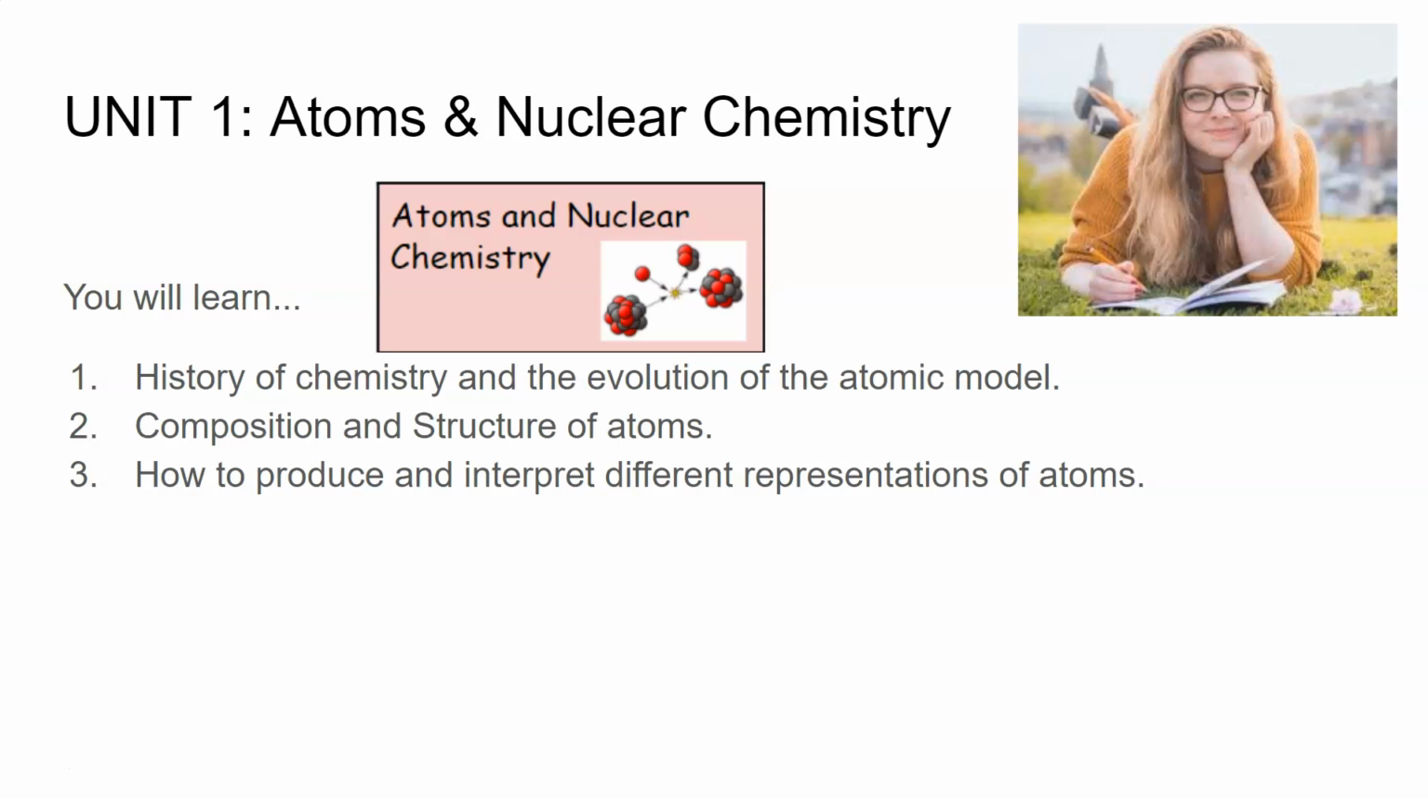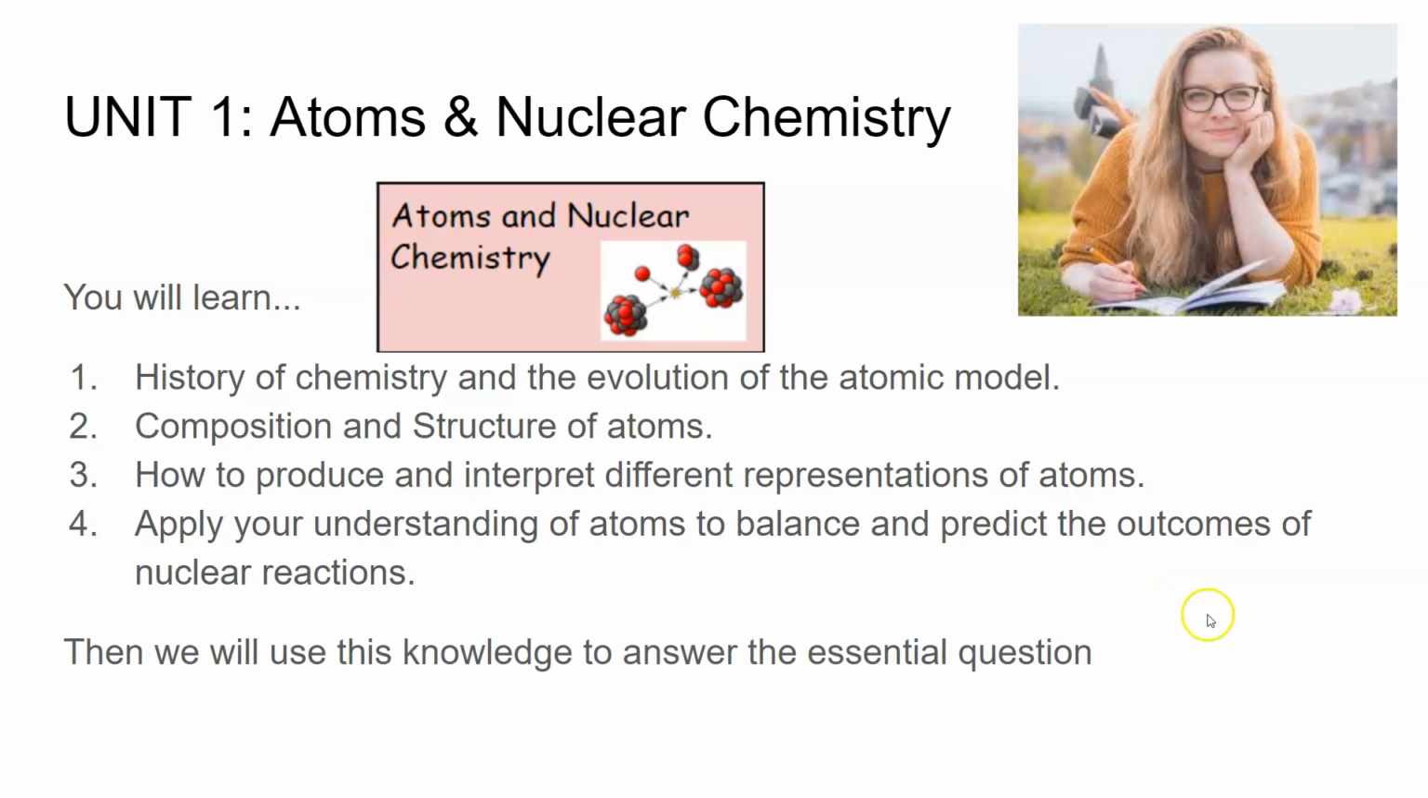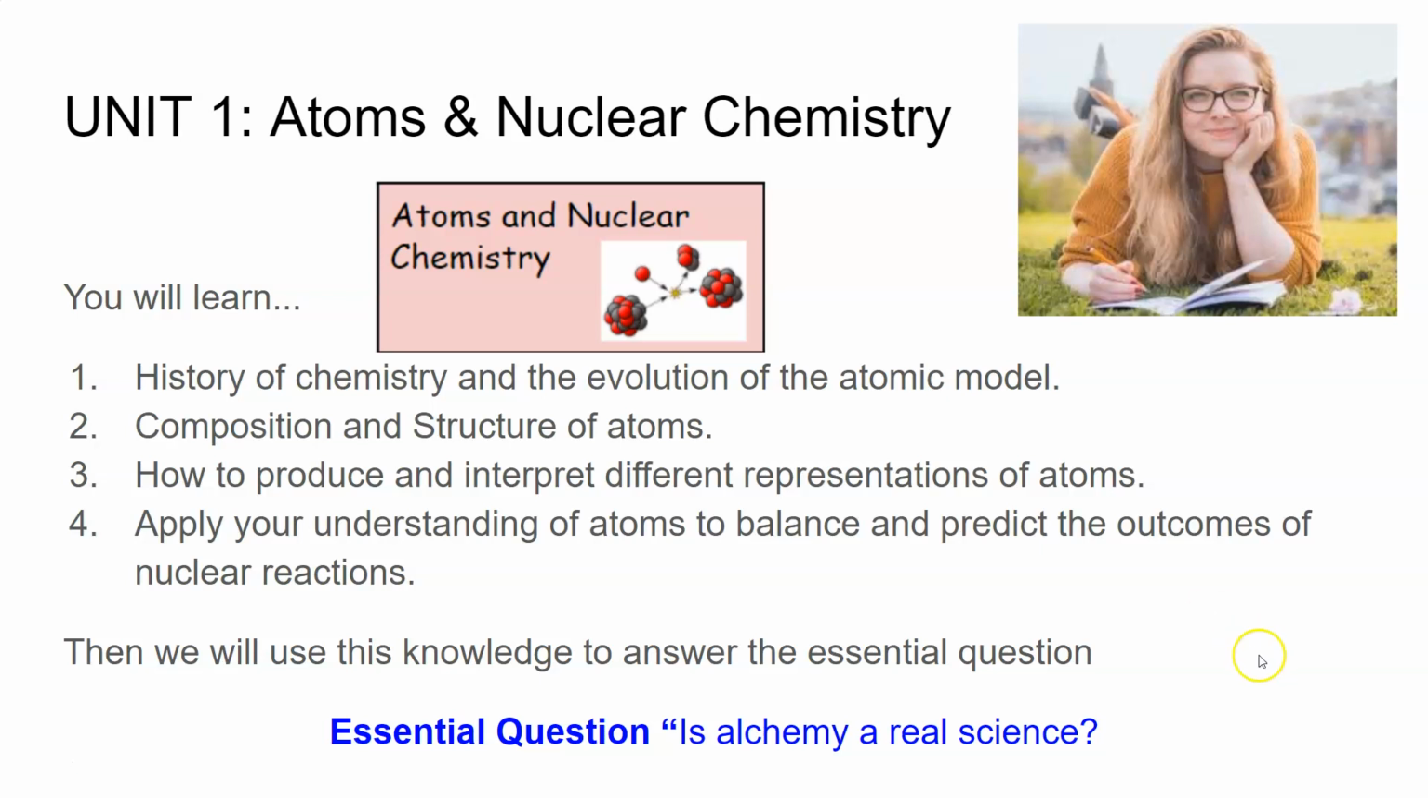We're also going to learn how to produce and interpret different representations of atoms, and specifically, nuclear symbols are what we'll be focusing on. And then finally, we're going to apply our understanding of atoms to balance and predict the outcomes of nuclear reactions. So these are the things that we're going to learn. And we're going to use this information to answer this essential question: is alchemy a real science? Okay, so that is what we'll be covering here.